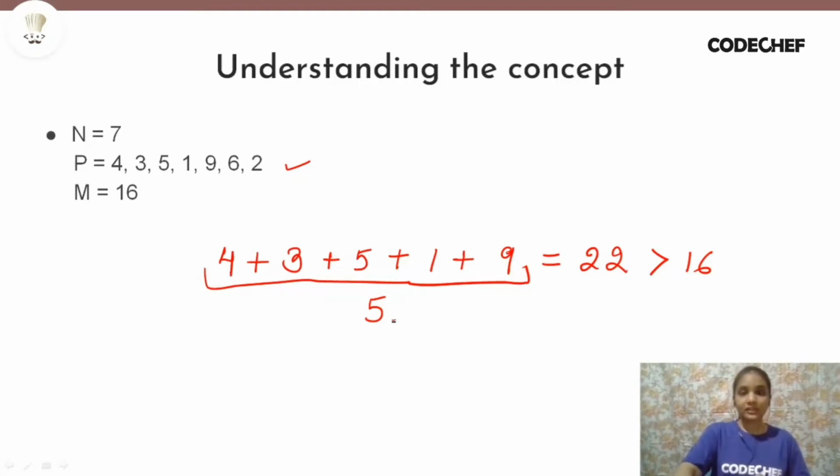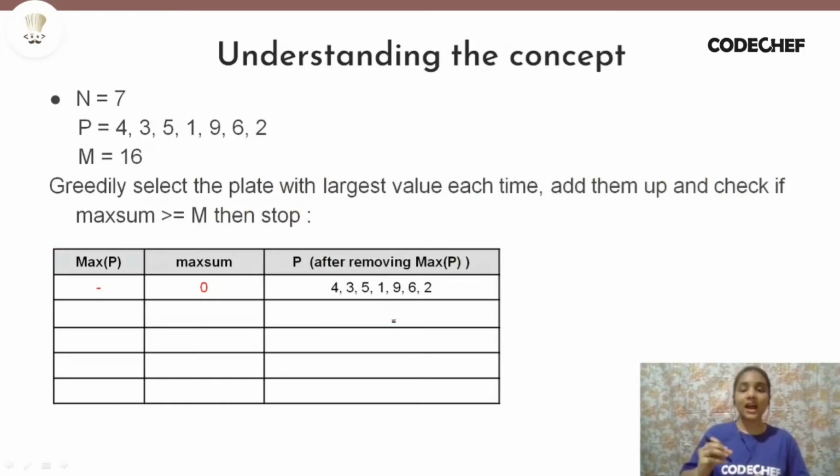So instead of doing this, what we can do is simply select the largest plate at each level. So what does that mean? It is written that we greedily select the plate with the largest value each time, and then we'll add the number of meatballs on those plates and check if our sum has become greater than or equal to m or not. And if yes, then we'll stop. So let's see how we will do this. Initially this is our array, 4 3 5 1 9 6 2. Initially this, and the max sum. In max sum we'll be storing the number of meatballs that we are getting each time by selecting any plate.